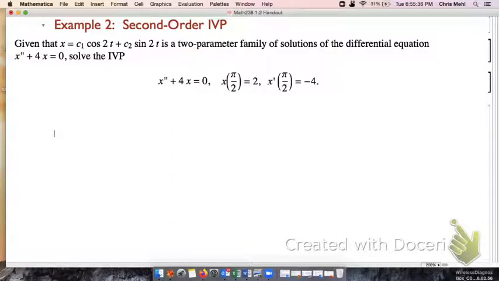Okay, so the family of solutions, I'll write that down, is x equals c sub 1 cosine 2t plus c sub 2 sine 2t. Okay, this is the family of solutions.